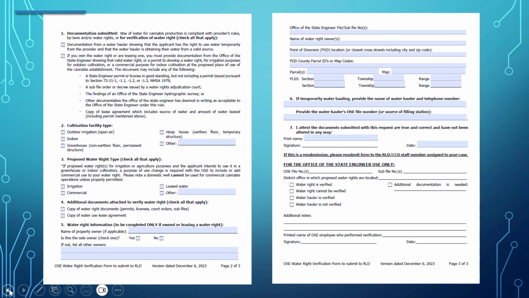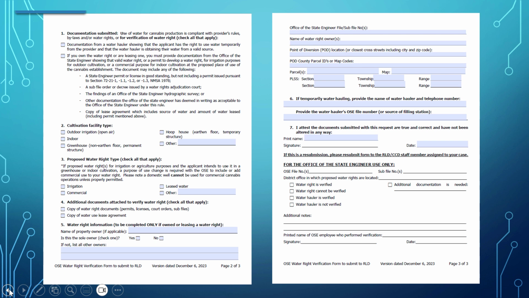On page 3, you would need to include the OSC file number or OSC subfile number, if that's appropriate, the name of the water right owner, point of diversion location, including cross streets, city, and zip code. If there are any maps or parcel IDs, you can include that. If you are including information about a water hauler, we need their name and telephone number, and also their OSC file number, because we need to verify the water right of your water hauler.